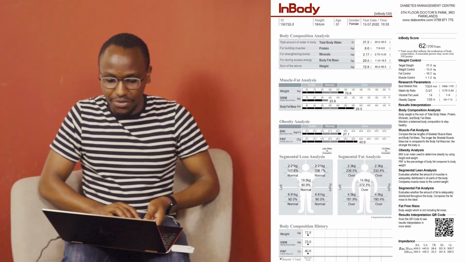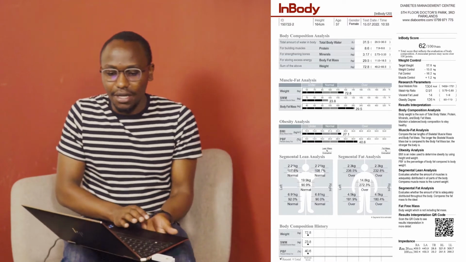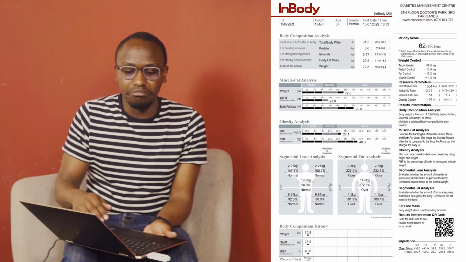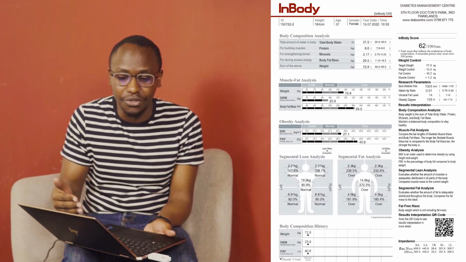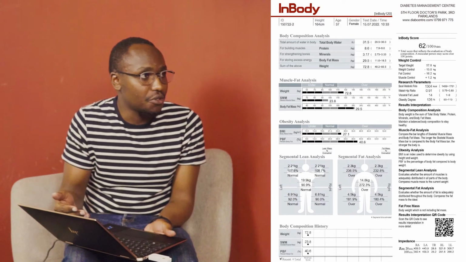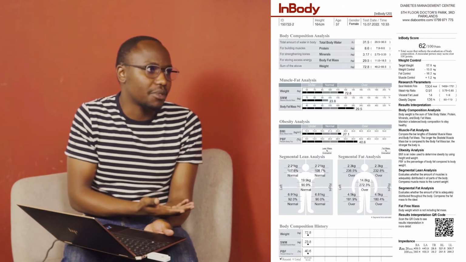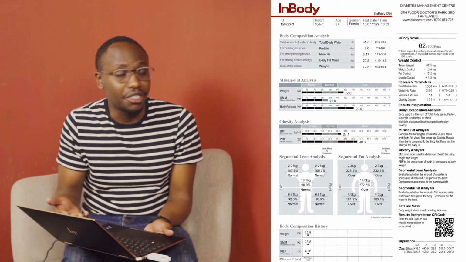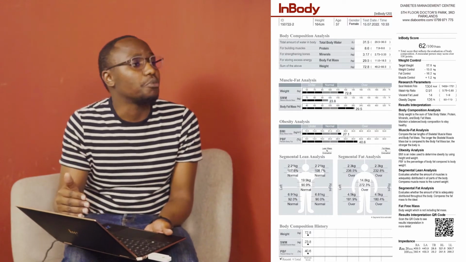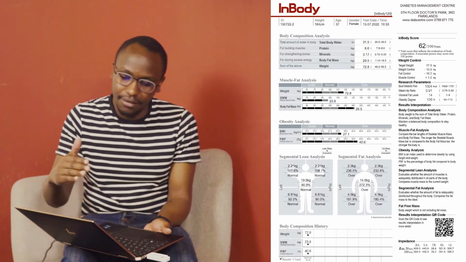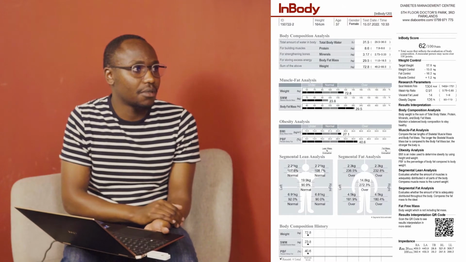Can you help us interpret the kind of data that you get and what you make out of it? Yes. As you can see from the screen, it first starts by breaking down the composition, telling us how much water in liters you're holding, how much protein you're holding. Proteins are what you use to do repairs. And then how much minerals, whatever you're using to clot and so forth, and then how much body fat you're holding, and then the total weight at the bottom.